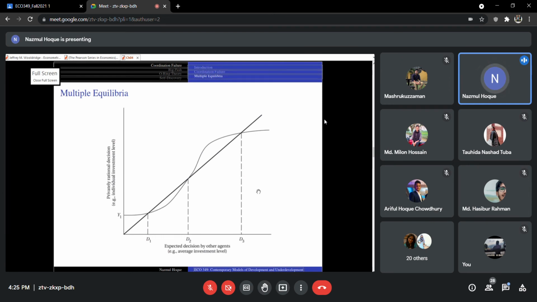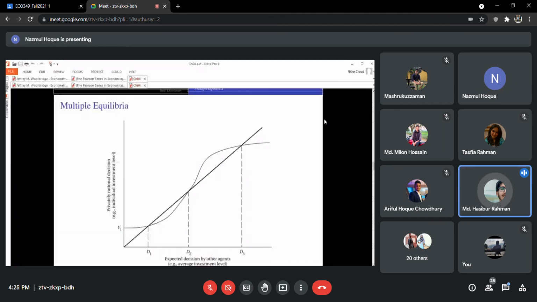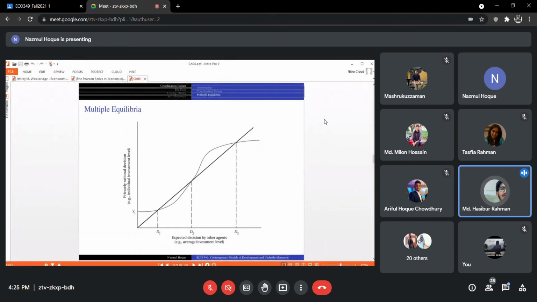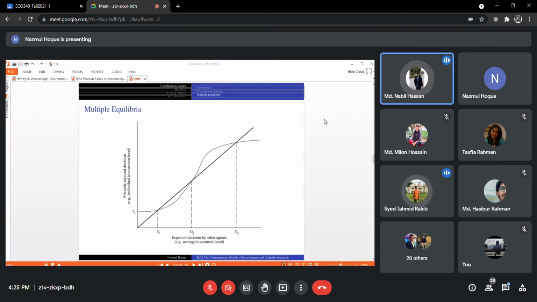So if you think about, let's say, the EPZ in Bangladesh, are you familiar with EPZ? Yes, sir, I have heard the name but I don't remember the details. It is basically the export processing zone. Yeah, EPZ is export processing zone.